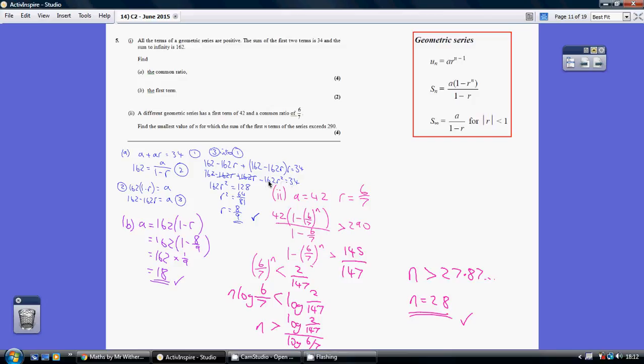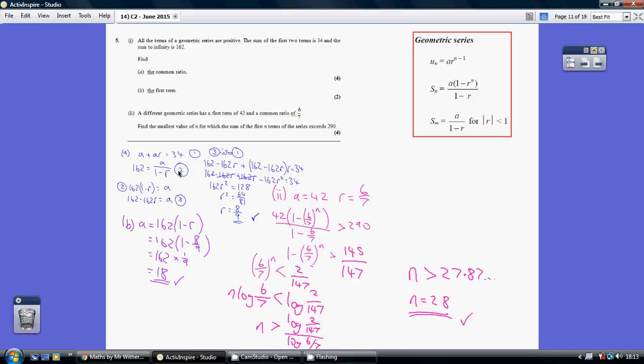Now I've added 162r squared to both sides and taken away 34 from both sides to get 162r squared equals 128. I've then divided by 162, and simplified the top and the bottom by dividing by 2, both top and bottom, giving me this. So that's what r squared is. So square rooting, we get r being 8 over 9.